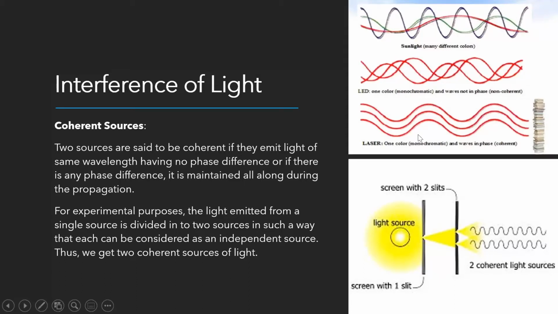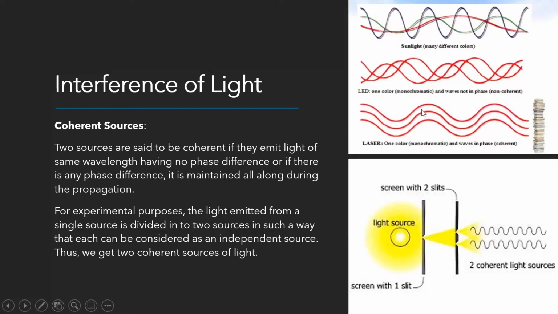Now look at this figure. This is the light given out by laser. The first one is an example where light is given by sunlight, which consists of every color. Second one is the light given by LED. LEDs, you know, they give a particular color. They are monochromatic light, but still they are not coherent. Then this is an example of the light rays given out by laser.